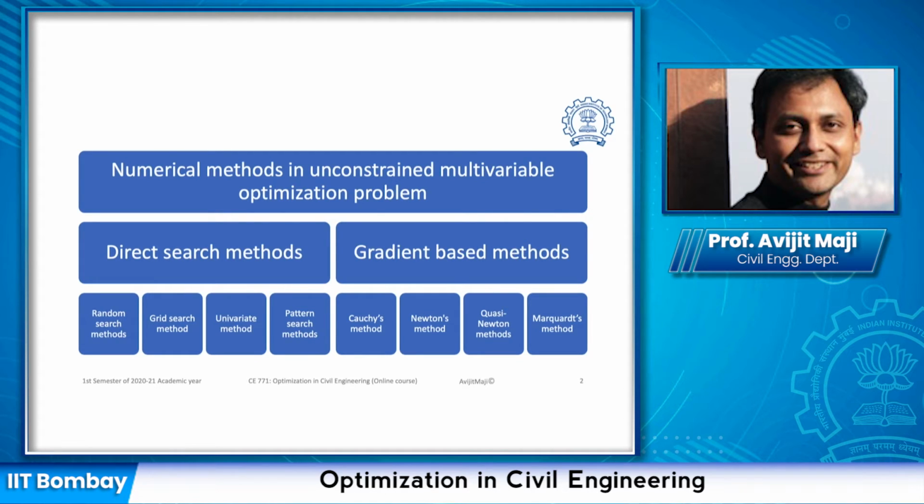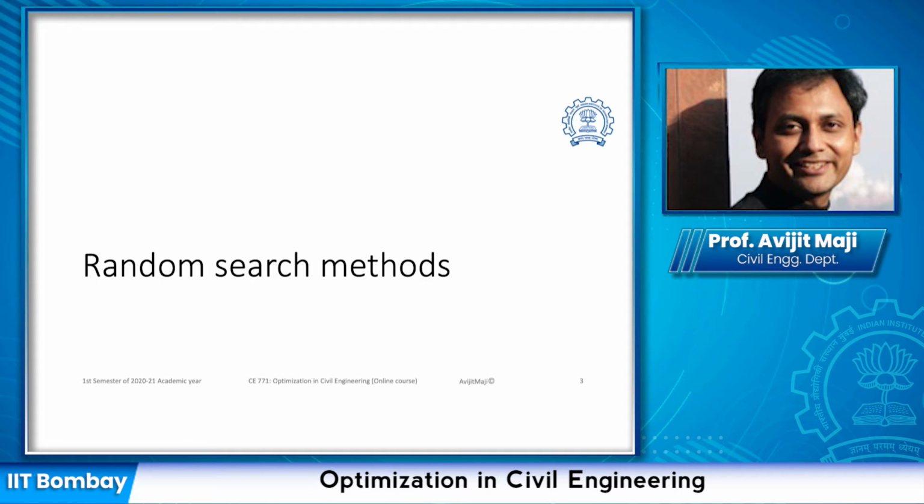The various algorithms available to solve the unconstrained multivariable optimization problem numerically can be broadly divided into two categories. One is the direct search methods and the second one is the gradient based methods. In the direct search methods, you will see random search methods, grid search method, univariate method or pattern search methods. In the next few lectures, we'll be discussing the direct search methods. To start with, today we will begin with the random search methods.